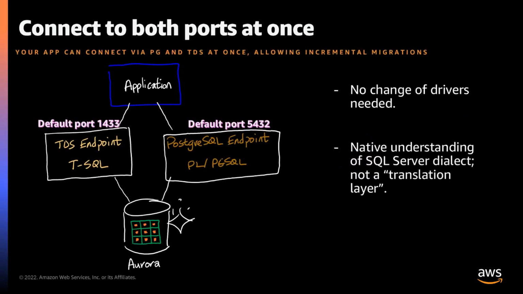What is Babelfish in a nutshell? Babelfish is another port that is opened, another way to connect and communicate with the Aurora database. As you can see here from the diagram, not only do you have port 5432, which is the default Postgres endpoint, but with Babelfish, you have a new port, 1433, the default TDS endpoint, which understands the SQL Server dialect. This means that you don't need to change your drivers, and you can natively understand the SQL dialect. It's not a translation layer.